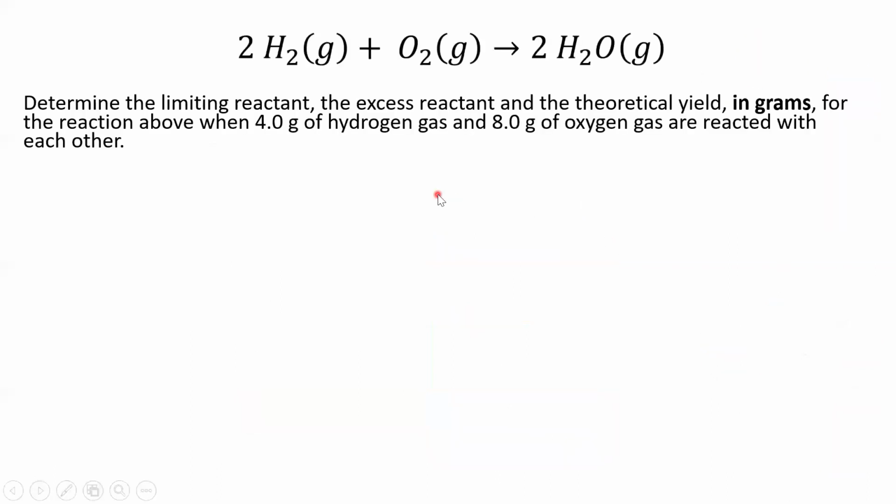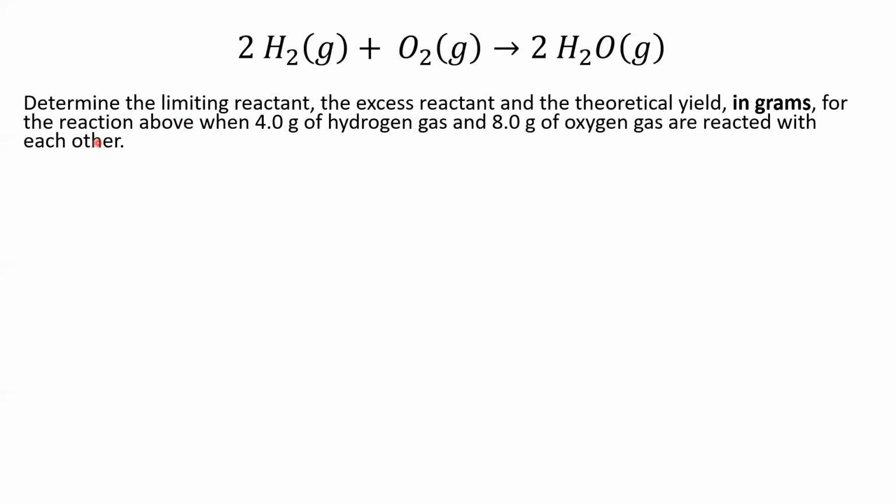All right, so let's look at another example. This time, we have hydrogen gas reacting with oxygen gas to produce water. Now the difference here is it's a 2 to 1 to 2 ratio. And it says determine the limiting reactant, the excess reactant, and the theoretical yield in grams for the above reaction if 4 grams of hydrogen and 8 grams of oxygen are reacted with each other.